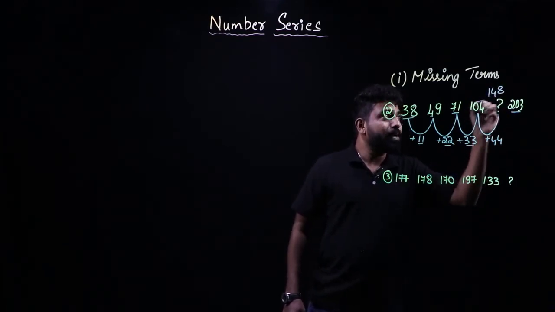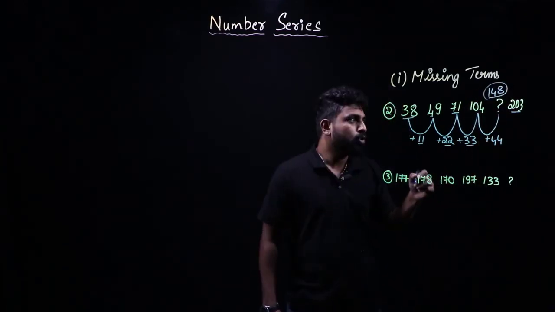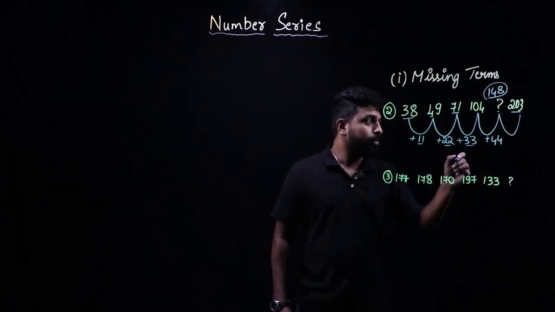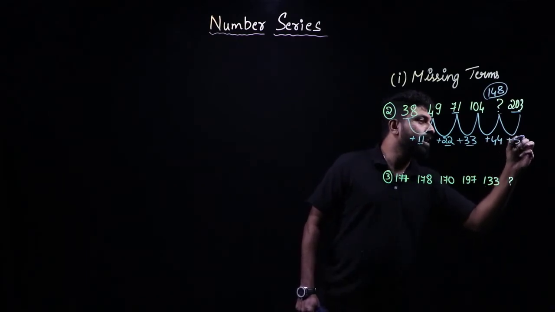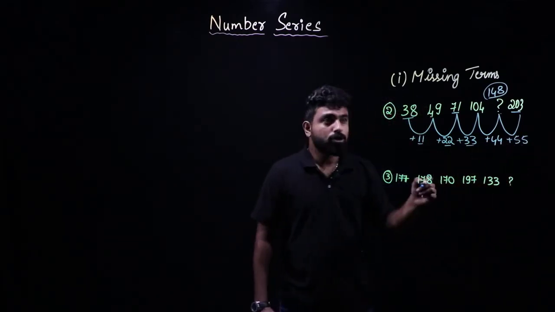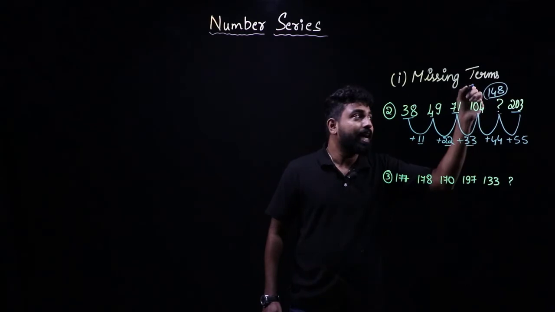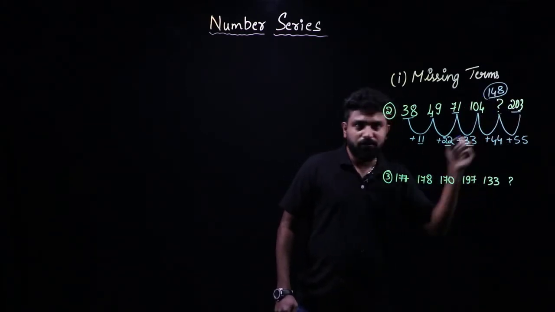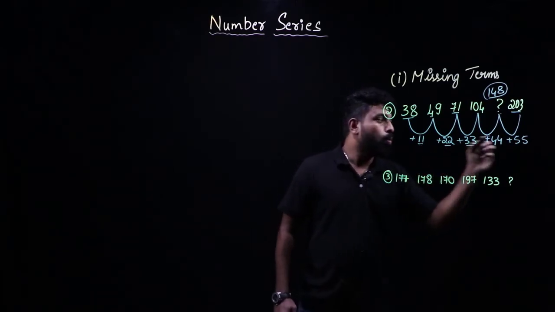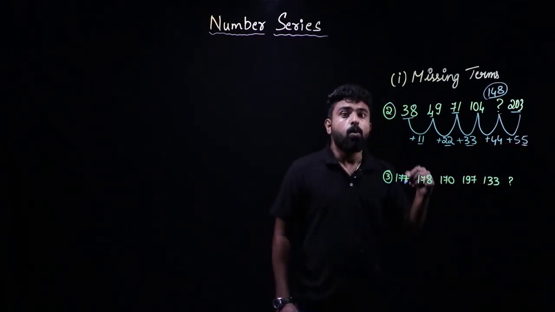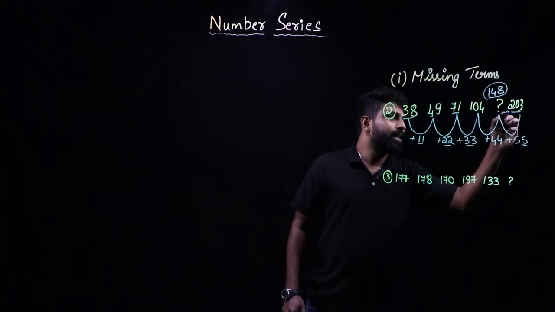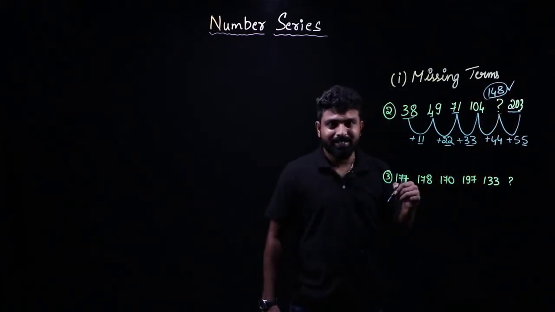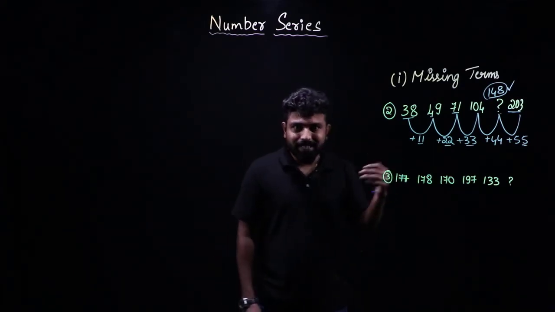So let me check if my answer which I've got is correct. How can I check that? The difference between the last term and the last but one term must be plus 55 based on this logic. So when I add 55 to 148, I need to get 203. Let me add that. 148 plus 50 gives me 198. 198 plus 5 gives me 203. Yes, I'm getting the right answer here. So hence the answer which I've got is correct. Let us move on to our next example here.